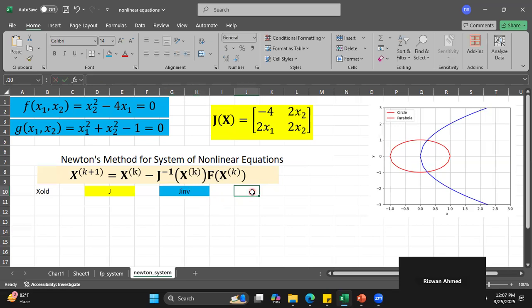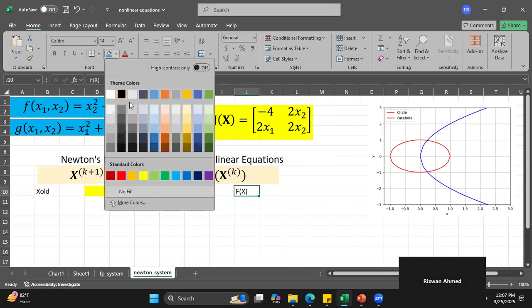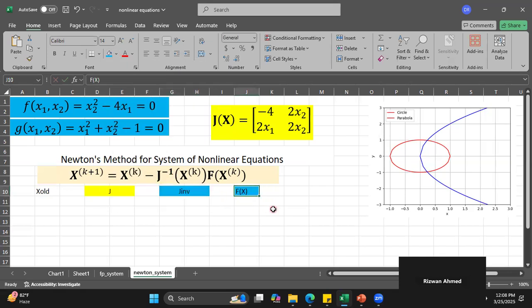Then I will multiply J inverse and F. So let's reserve something for the calculation of F of X. Then the new value of X will be calculated. And then I will calculate the error in iteration. So that's how the algorithm is going to look. These are the steps. Let's follow this strategy.